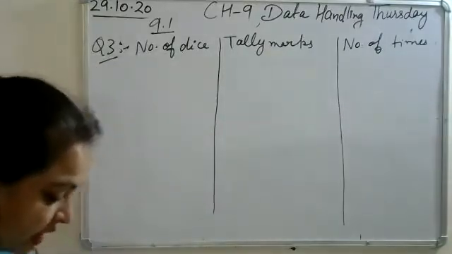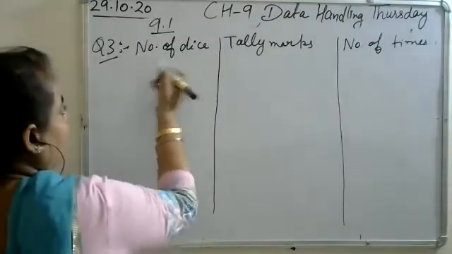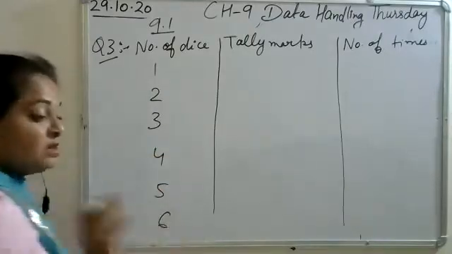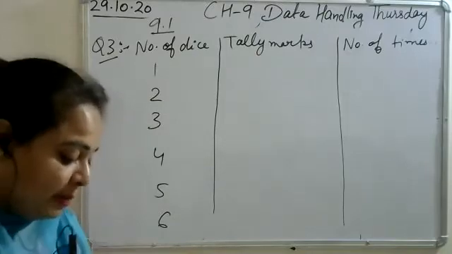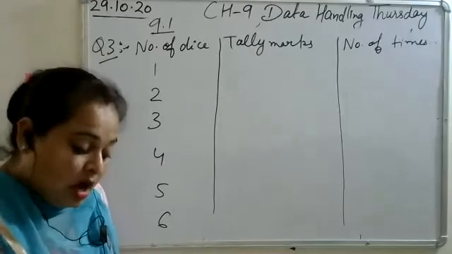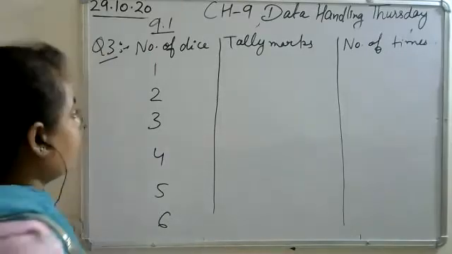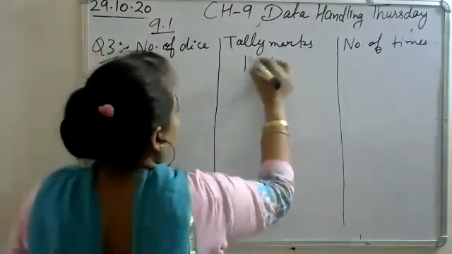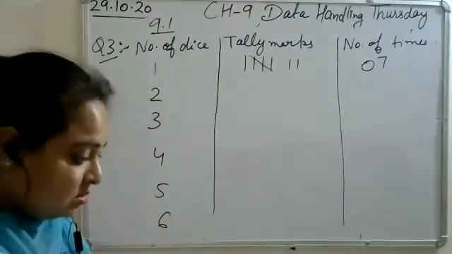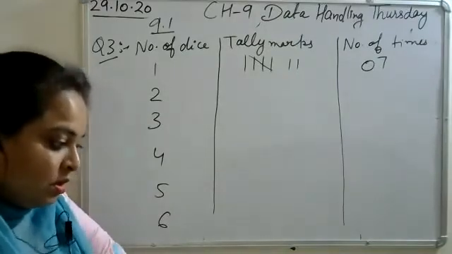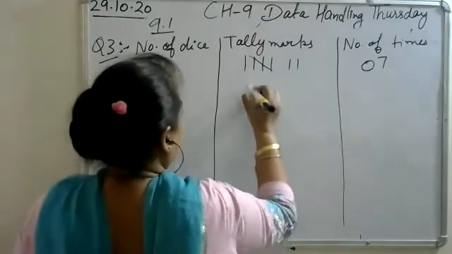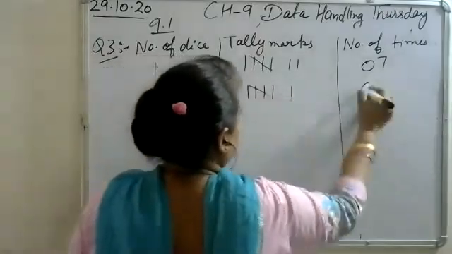Now let's start. In a die we will observe 1, 2, 3, 4, 5, 6. Only 6 numbers. Now start your table. 1 will occur how many times? Very good, 7 times. Next, 2 will occur how many times? Very good, Jashanpreet, well done. 6 times.